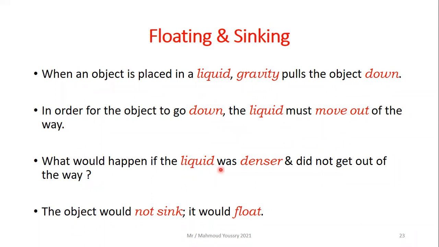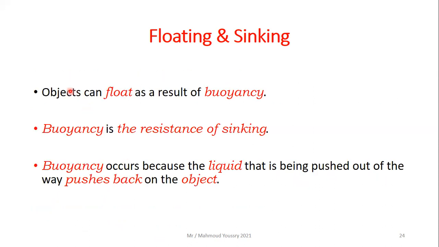What would happen if the liquid was denser than the object, like the rubber ball? In this case, the water was denser than the rubber ball. The water didn't get out of the way. So the object, like the rubber ball, would not sink. It would float. Excellent.